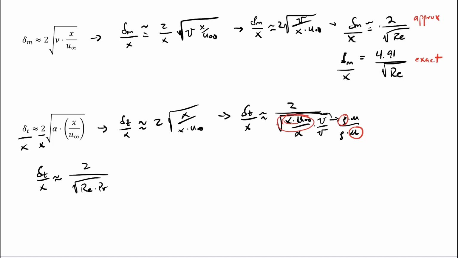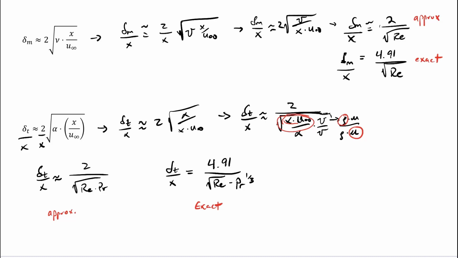So what is the actual? It is delta t divided by x is equal to 4.91, again, divided by the square root of Reynolds times Prandtl to the 1/3. So again, we're pretty close. Let's label these. This is approximate, and this is the exact. We're off by a factor of a little over 2, the same factor. It's still square root of Reynolds, but then the Prandtl actually is a better fit if we take it to the 1/3 power.